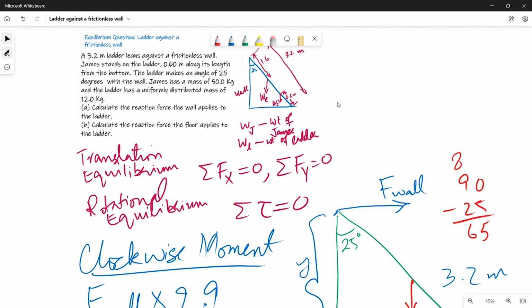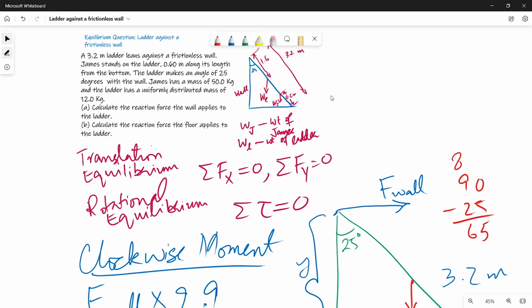So that gives us the answer of our first part, which is the reaction force the wall applies to the ladder. We would do now the second part, calculate the reaction force the floor applies to the ladder. And I should say there are two ways of doing it. One way is that we apply the linear equilibrium, that is sigma Fx and sigma Fy equal to 0, and find it. And second is we apply again the rotational equilibrium, and now instead of making the pivot at the base of the ladder, we would make it at the top of the ladder. I would do it both ways so that you understand.